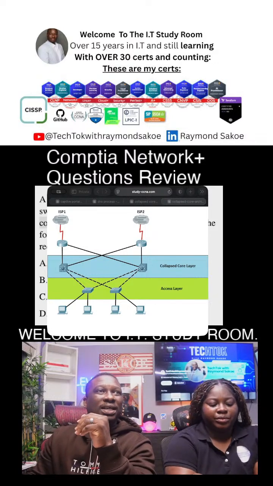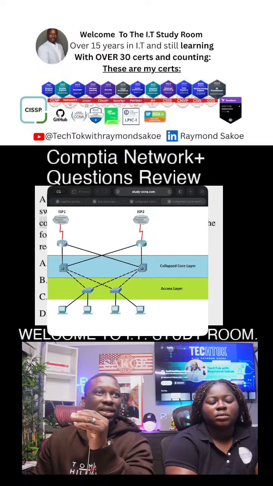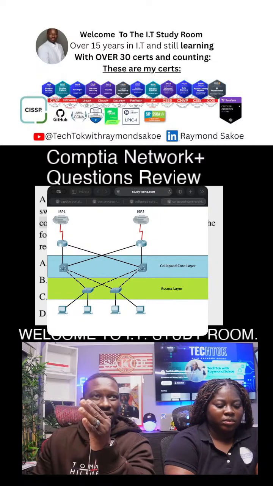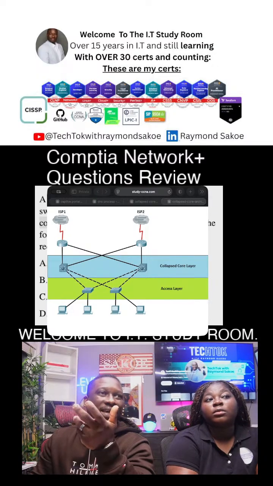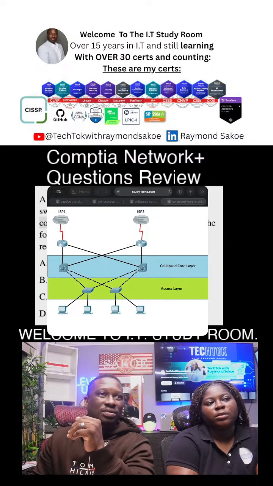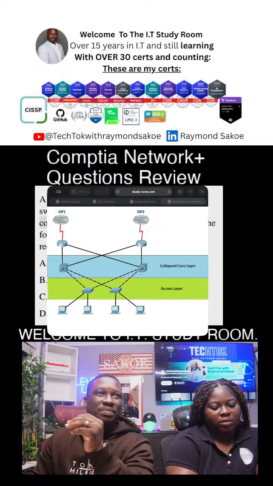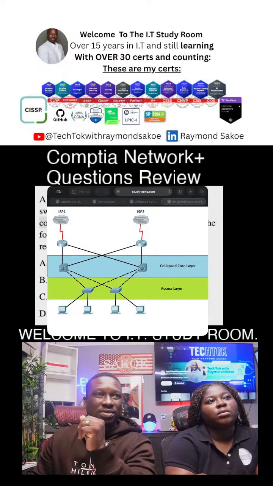Core layer are the devices that connect to your internet service provider. The core switch is the one that connects to routers that connect to the internet service provider. The access layer is where your end users will connect their cables, so they have access to the network. The distribution layer is in between the core and the access, but we don't see it here.